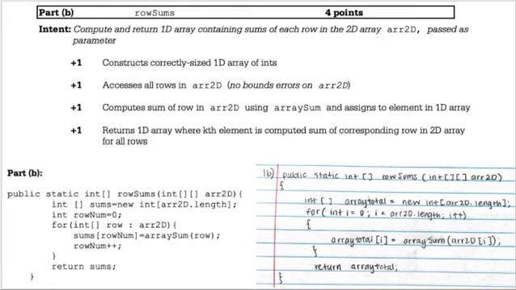And then the third point is when you calculate the sum of each row using the arraySum method, which was from part A. And then you get the fourth point if you return the 1D array with the sums of each row.